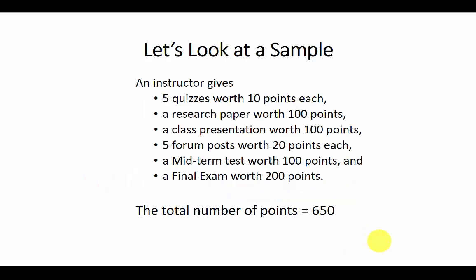Say an instructor gives these assignments. They have 5 quizzes worth 10 points each. There's a research paper worth 100 points. There's a class presentation worth 100 points. There are 5 forum posts worth 20 points each. There's a midterm test worth 100 points. And then there's a final exam worth 200 points. And all that adds up to 650 points.